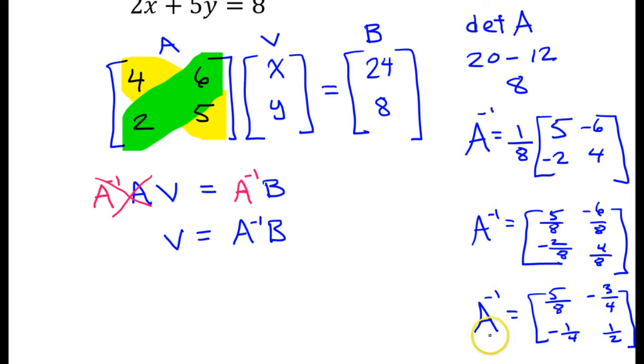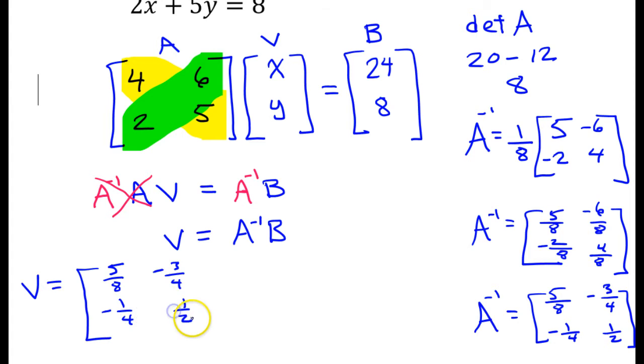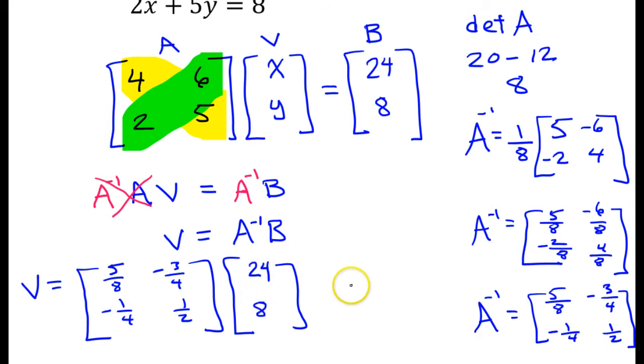Okay, so this is A inverse. What we need to do now to find the variable matrix is A inverse times B. So I'm going to take this A inverse, just recopy it real quick, and multiply that times matrix B, which is the 24 and the 8. Okay, so this is A inverse times B.